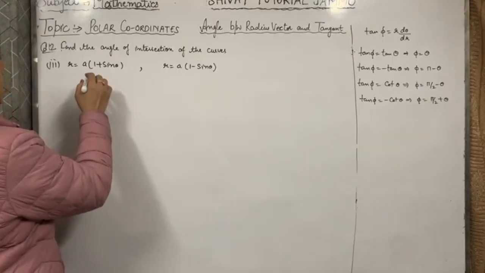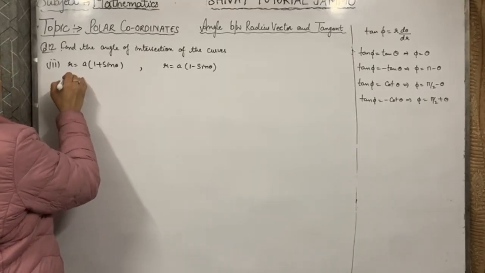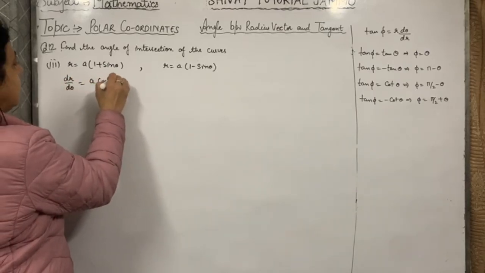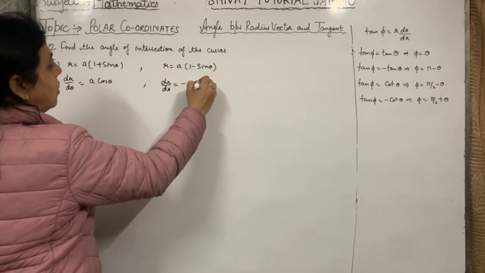Next, r is a(1 + sin theta) and the second r is a(1 - sin theta). Dr by d theta is a cos theta, and here dr by d theta is -a cos theta.